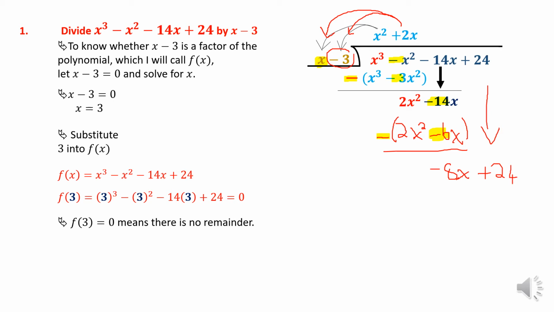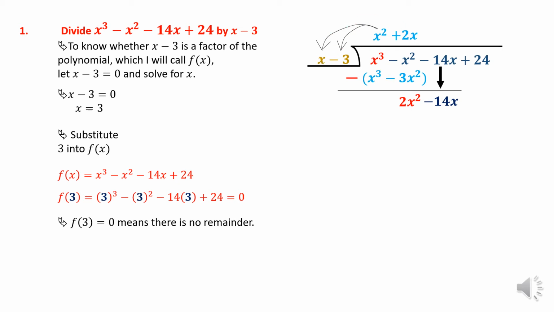So let me just clean this up and bring in the answers that I have typed already from the beginning so that you can see what it is that we are supposed to do. Right, so 2x is going to multiply with both the terms in the divisor.